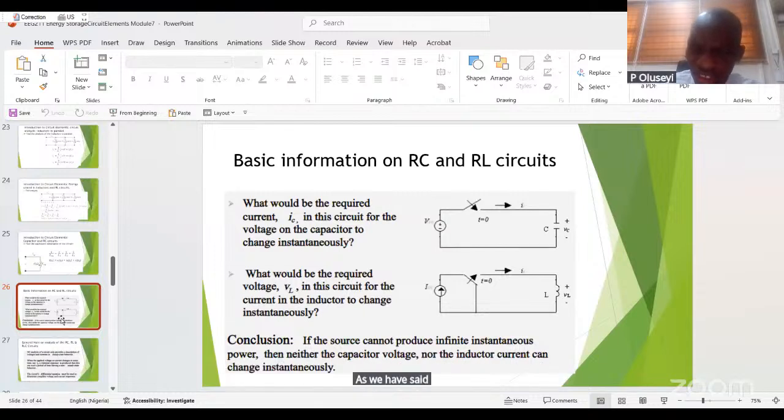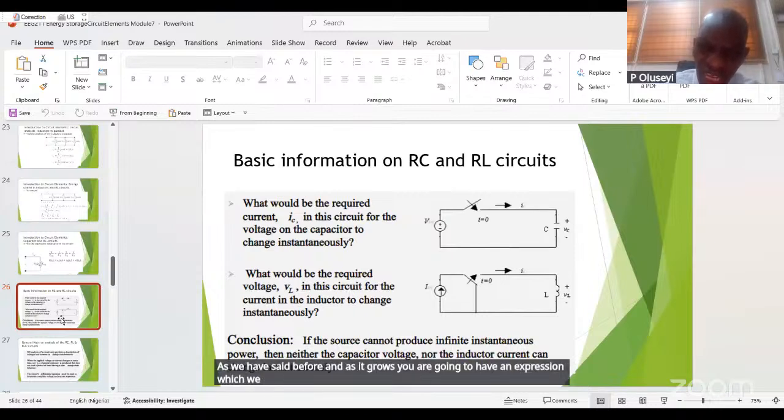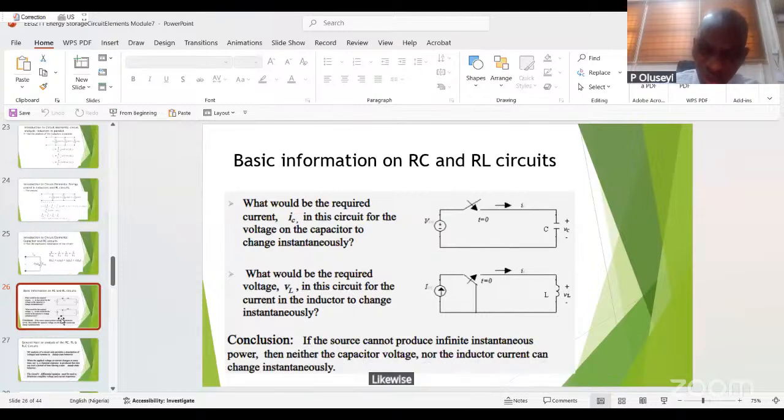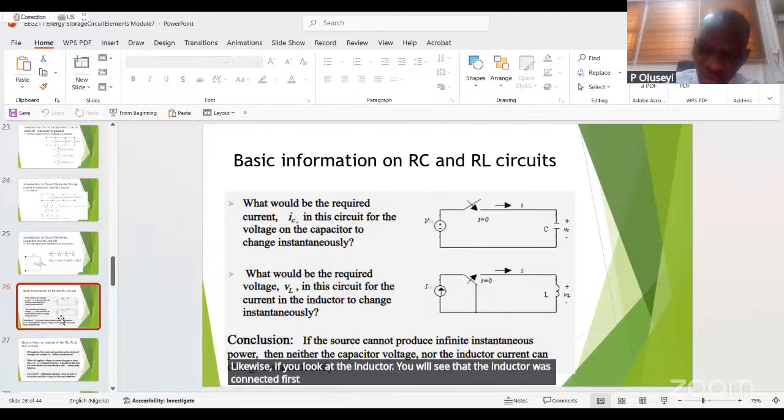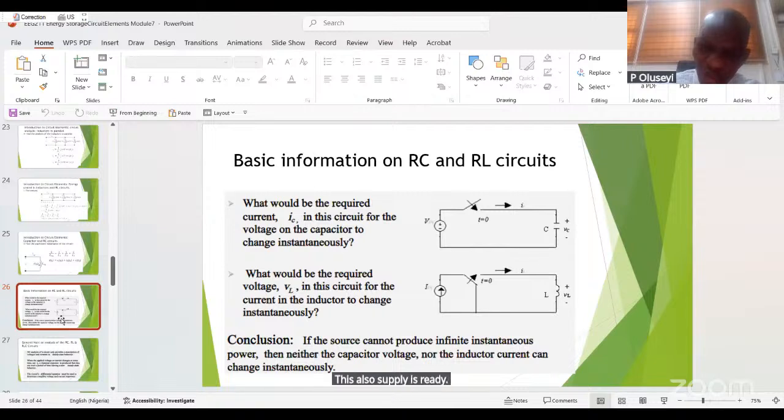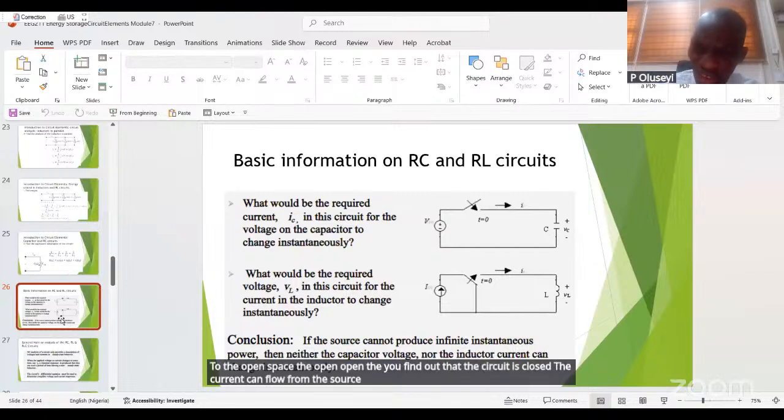And as it grows, you are going to have an expression which we will explain later. Likewise, if you look at the inductor, you will see that the inductor was connected first to a source of supply. The source of supply is ready. By the time you move the arrow to the opening there, you find out that the circuit is closed and the current can flow from the source through the inductor.